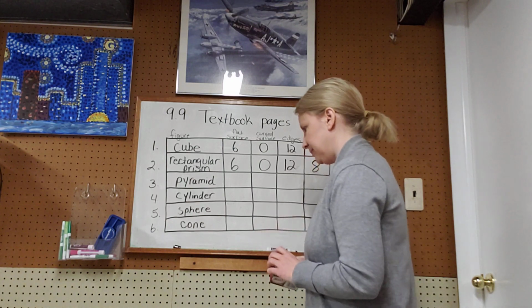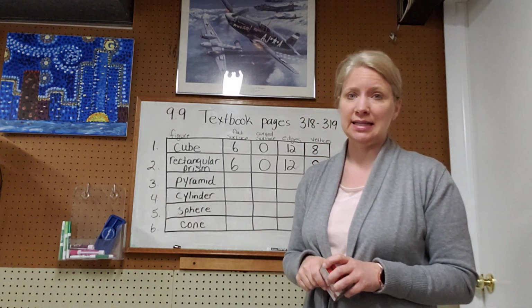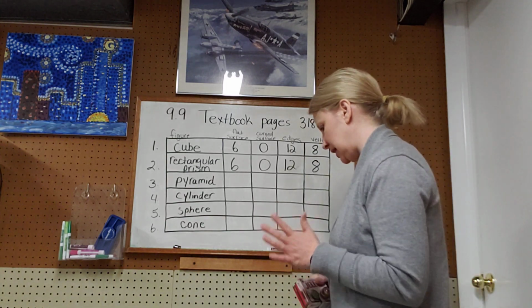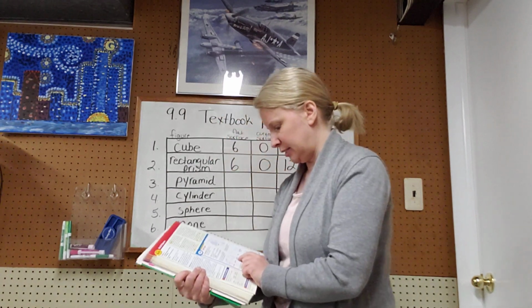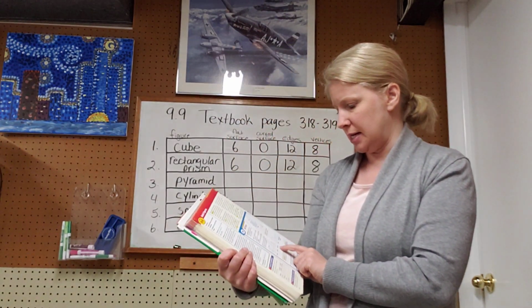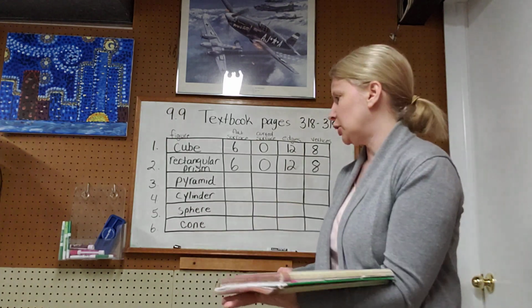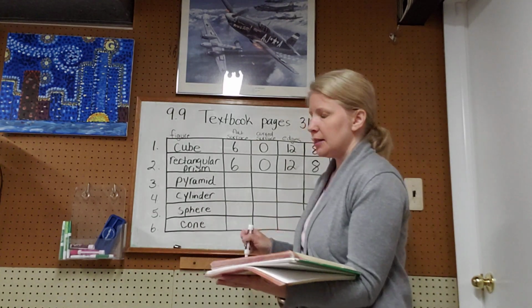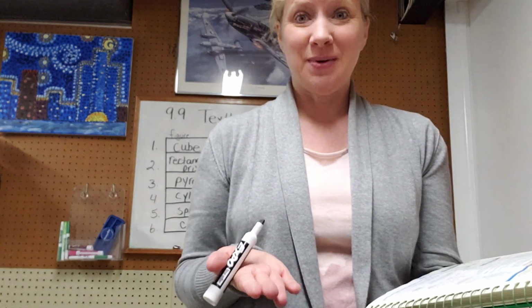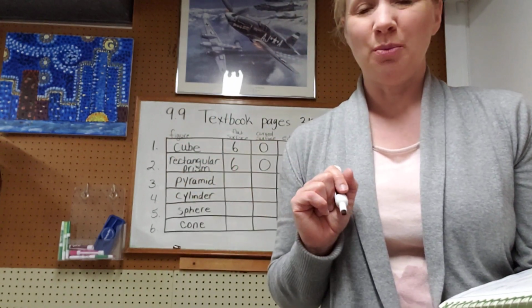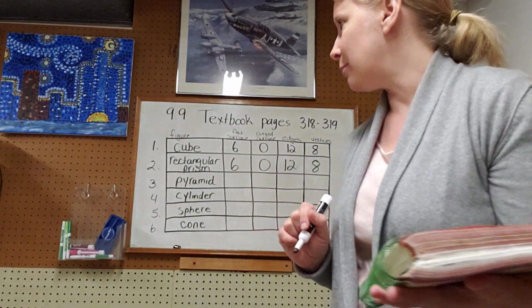A pyramid. I could not find an example of a pyramid in my house, so we're just going to have to think about it. Look at the example of the pyramid in your textbook on page 318, the purple one. Let's count the flat surfaces, and don't forget the bottom. Do you want to pause the video and try to do this on your own? Try the pyramid one, just number 3.